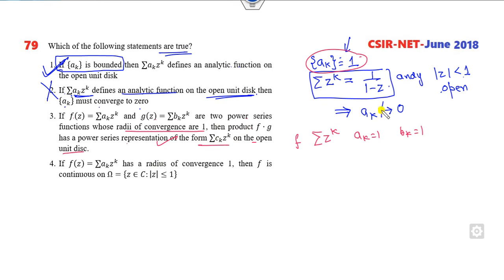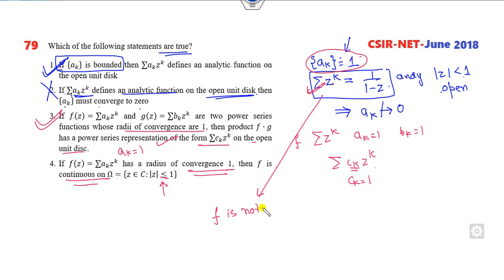In the open disk, if you think about the product of them and consider all c_k as 1, this is again an open disk. If this has a radius of convergence 1, again I consider the same example by taking a_k as 1, then F is continuous on the closed disk. That's wrong, because look at this example: F does not exist at z equal to 1, so F is not continuous at z equal to 1, so this option is cancelled.